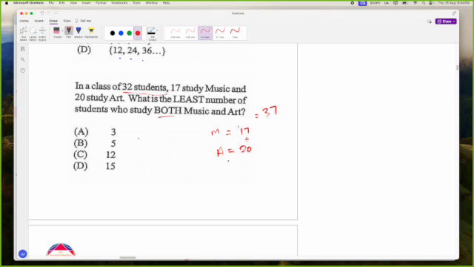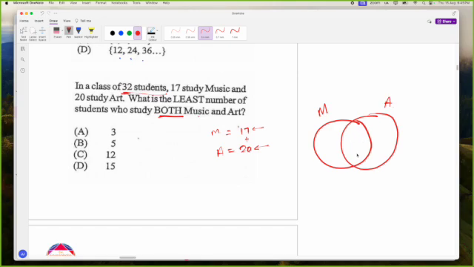Both music and art. The thing is that this is actually a set theory question. A lot of people don't recognize it as a set theory question, but you could use set theory to work this out, because you're asking for the least number of students who study both music and art. When we add up the music students and the art students, we get 37, which is more than 32, so we can't just add them up. So what is going on is that we have the set of music students and the set of art students.